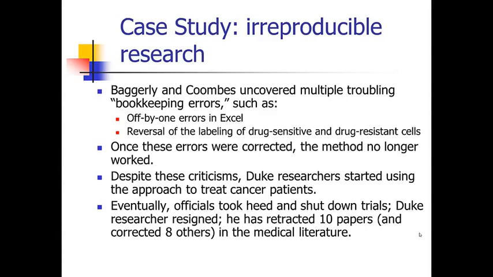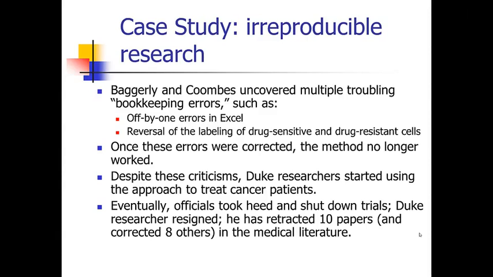What Baggerly and Coombs uncovered when they really did some sleuthing in the data and in the analysis is they found all sorts of bookkeeping errors. Again, these were publicly available data, so they were able to take the same data that the Duke researchers used and try to recreate their analyses. They found that there were some really simple but very problematic problems in the data. There had been some off by 1 errors introduced, and these were probably introduced in Excel or a similar database program, where you delete a part of a column or a part of a row and it shifts over a set of observations but not all of them. So basically all of the observations get mixed up.